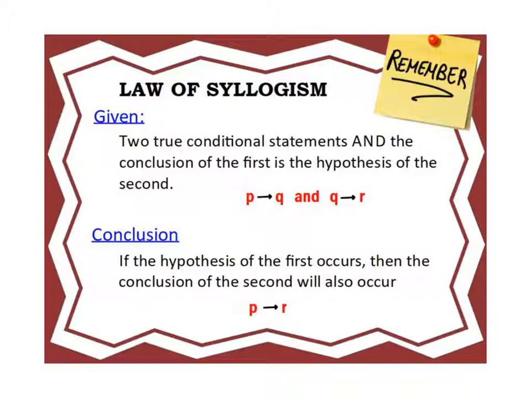Okay, the other law, that was law of detachment. The other law that we can use is called the law of syllogism, and it's a little bit more complex. There's a little bit more going on, but again, we're just going to follow the pattern of the P's and Q's. The way that the law of syllogism works is that if you have two true conditional statements, and the conclusion of the first is the hypothesis of the second. So you're going to see that twice.